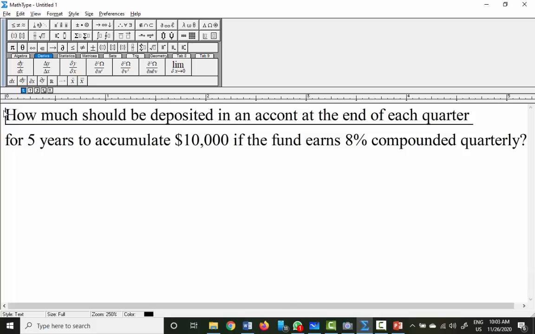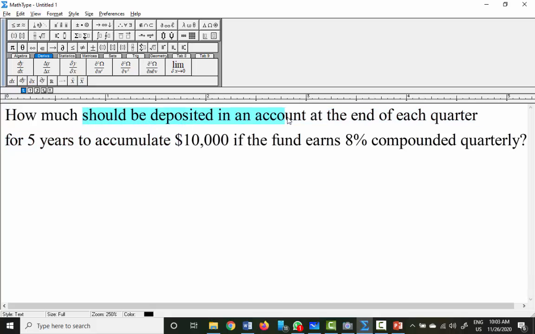Right, now let us solve this question. How much should be deposited in an account at the end of each quarter? So at the end of each quarter.